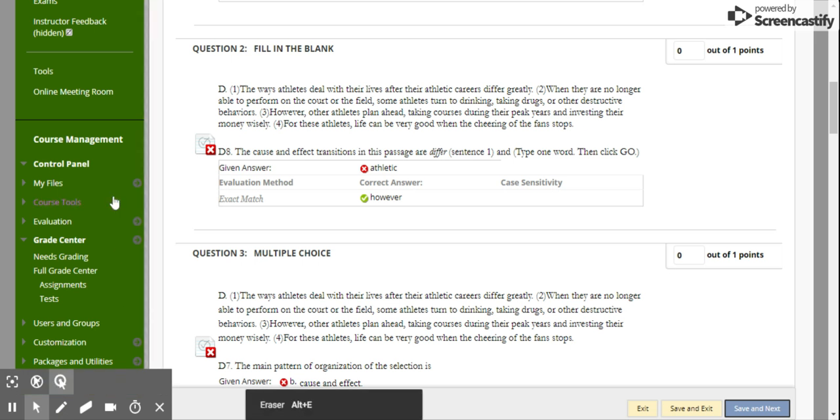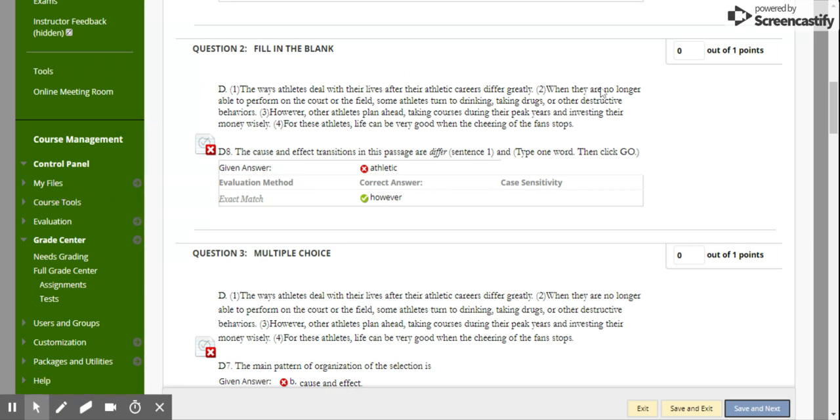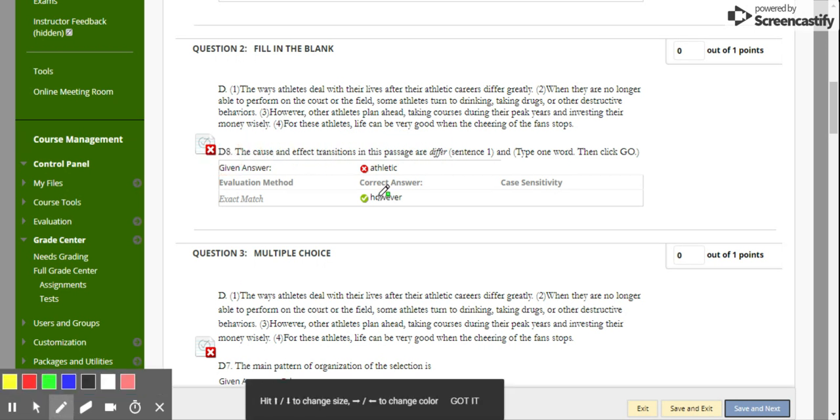Okay, so I see that, for example, here in question 2, it says fill in the blank, okay? And basically you have to type an answer. Now, the first thing that I want you to notice is the wording of the question, okay? It says the cause and effect transitions in this passage are, okay? And so notice first of all this letter S right here, transitions, right? So there are 2 transitions in this passage.